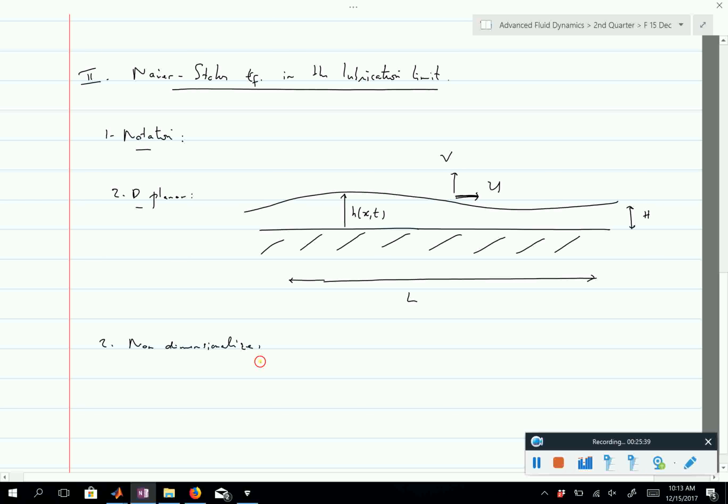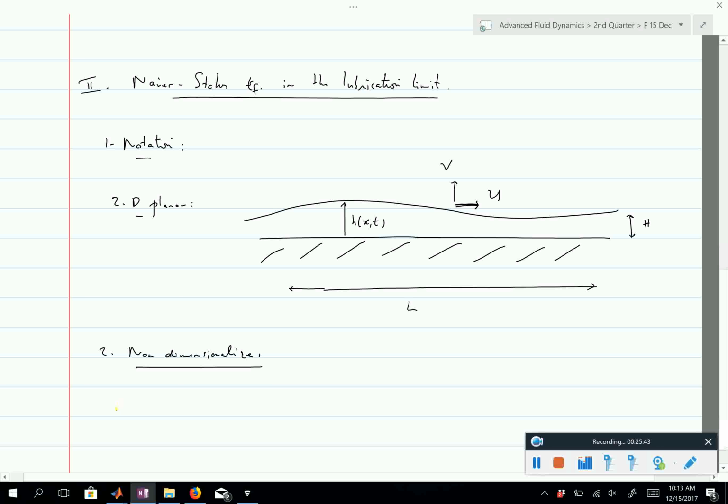So we need to pick a characteristic length scale for everything. Now x will be non-dimensionalized with L. That makes sense. y is going to be non-dimensionalized with H. And u is going to be non-dimensionalized with capital U. And v is going to be non-dimensionalized with capital V.